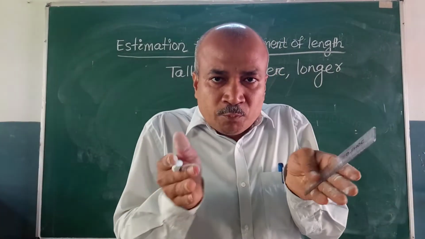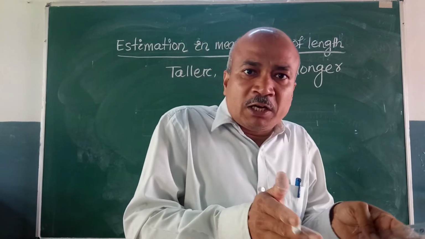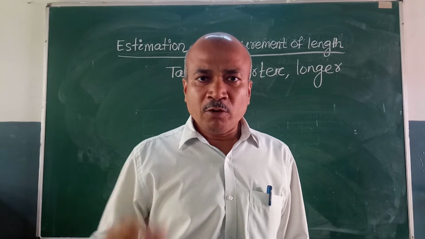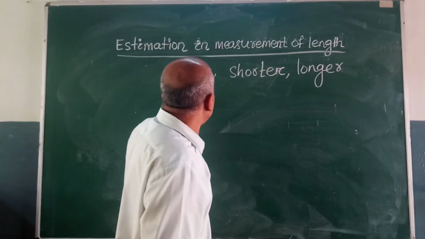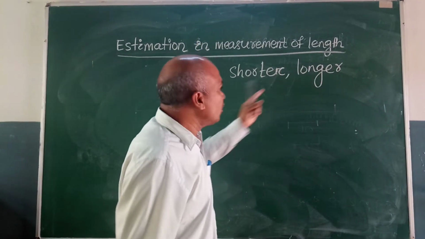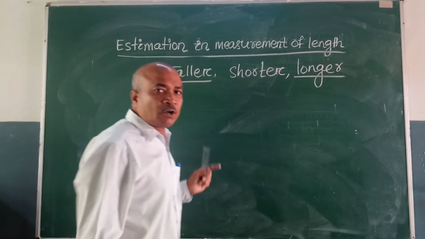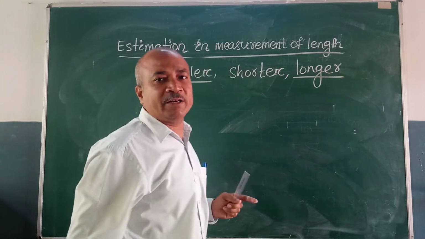The length of your book is shorter than the length of your desk. So you will use these words: taller, shorter, longer. Where will you use taller and where will you use longer? Taller means where we are taking the height.